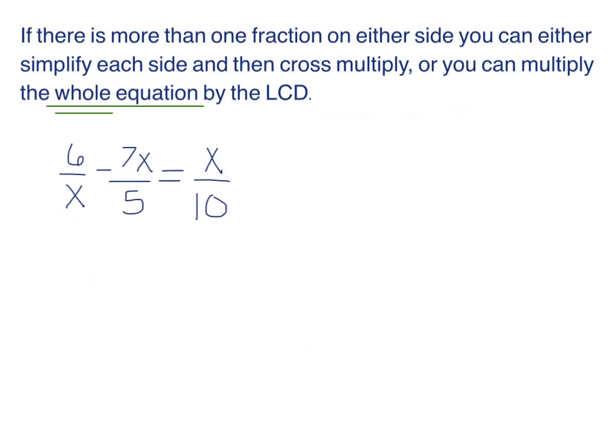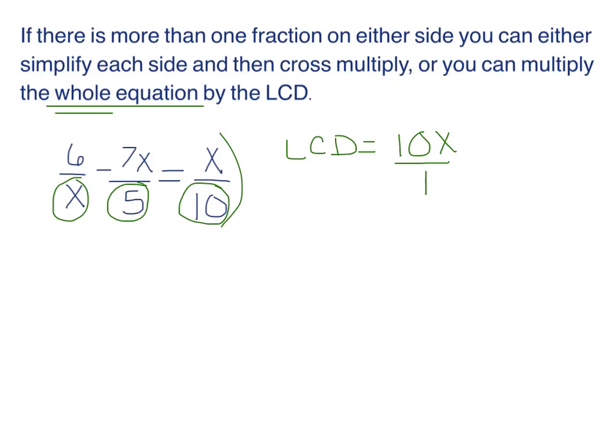Lowest common denominator of the entire thing, you look here, we have an x, a 5, and a 10. So our lowest common denominator would be 10x, because 5 does go into 10. So if I took the whole thing and multiplied it by 10x, and remember when you're multiplying it's over an imaginary little 1 there, so I'm going to take the whole equation here and multiply it by 10x over 1. Alright, so I'm going to distribute this to every single part of the equation.